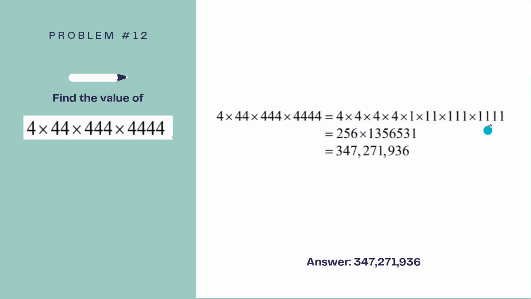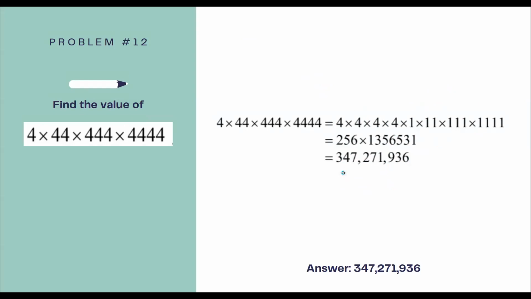And if we multiply the other one, we have 1,356,531. Okay? If we multiply again, we have 347,271,936. So that will be the answer. Do you have any question? None. So now we proceed to number theory.